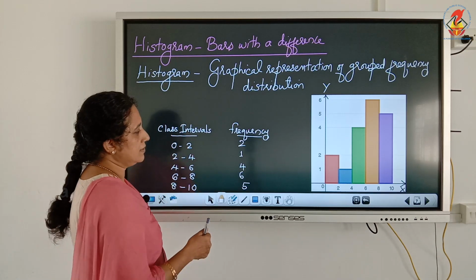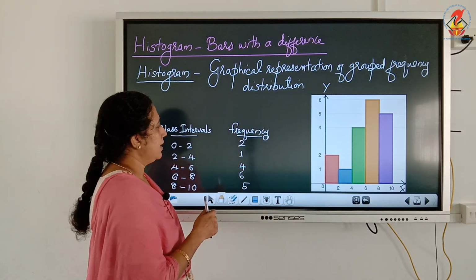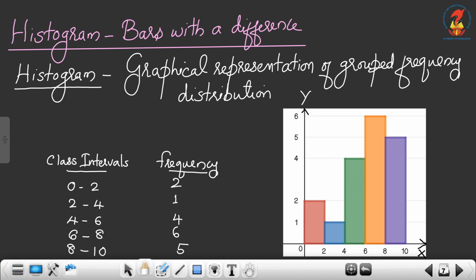Here you can see the picture of the histogram, and here the grouped data is divided into different groups, and each group we can call a class interval. The class intervals are given and the corresponding frequencies are also given. The class intervals are 0 to 2, 2 to 4, 4 to 6, 6 to 8 and 8 to 10.